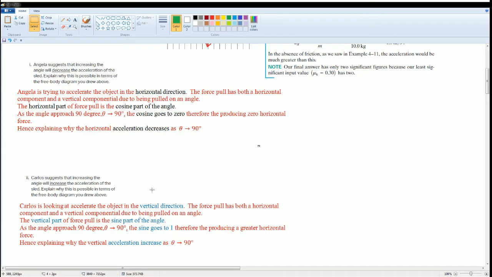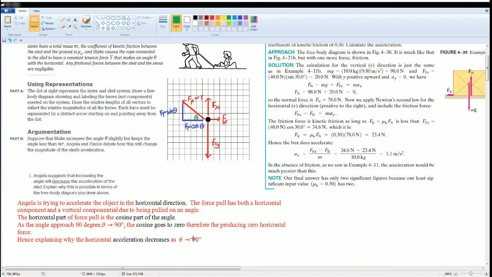So these two answers are correct, because the first one talks about the horizontal acceleration, but the second one talks about the vertical acceleration of the system.